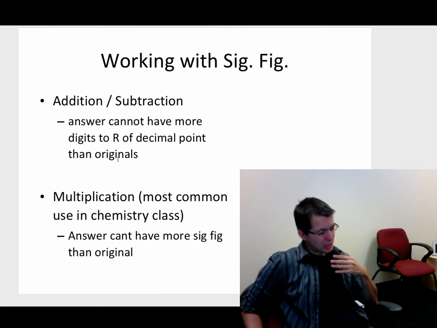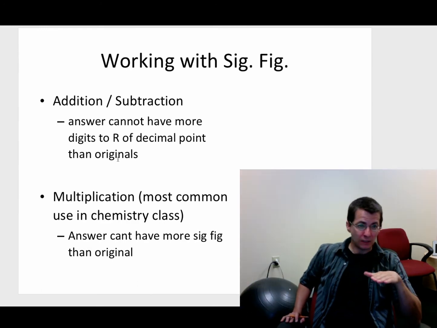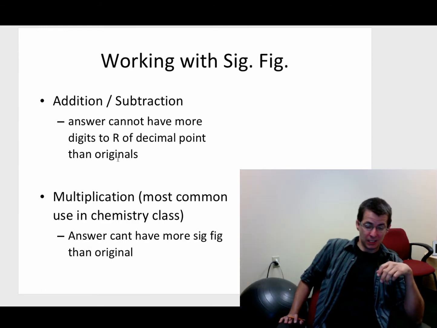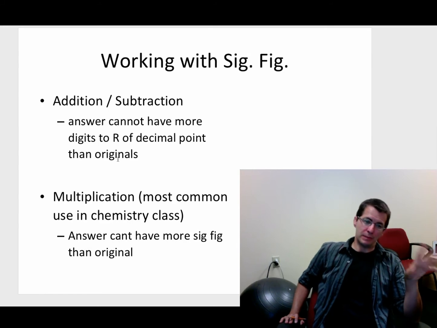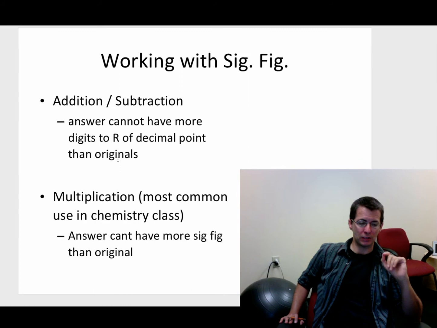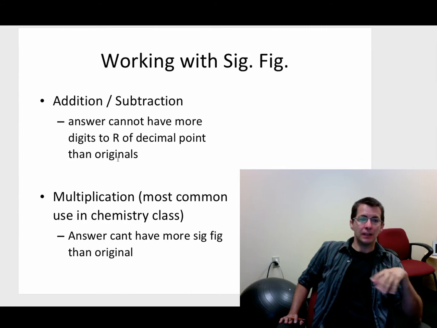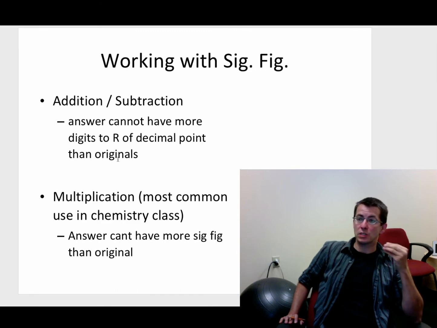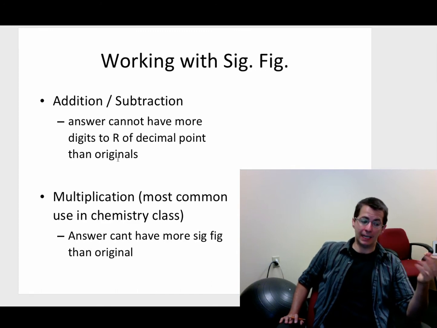Now, addition and subtraction is actually quite rare in the chemistry class, surprisingly. Most of what we do is multiplication. We do some addition and subtraction, so be cautious. But with multiplication and division, it's much simpler. The answer can't have more sig figs than what we originally have.